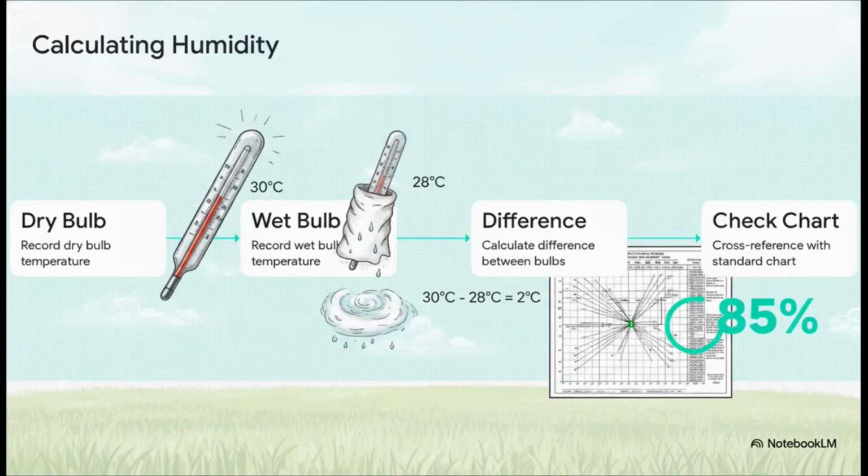Step 3. We calculate the depression, which is just a fancy way of saying the difference between the two. 30 minus 28 gives us a difference of 2 degrees. Finally, Step 4. We take that 2-degree difference and simply cross-reference it with our standard meteorological chart against the 30-degree dry bulb temp. Looking at the chart reveals that our exact relative humidity is 85%. It's a completely straightforward, logical progression from raw thermometer data to a standardized moisture percentage.